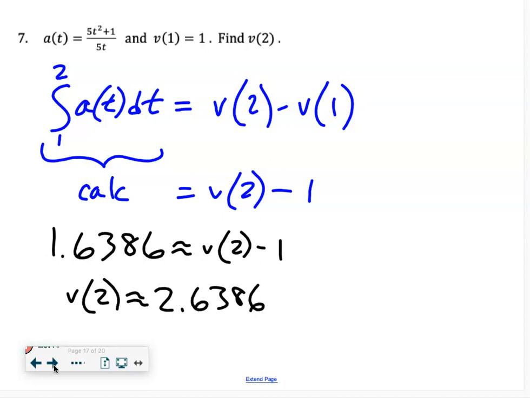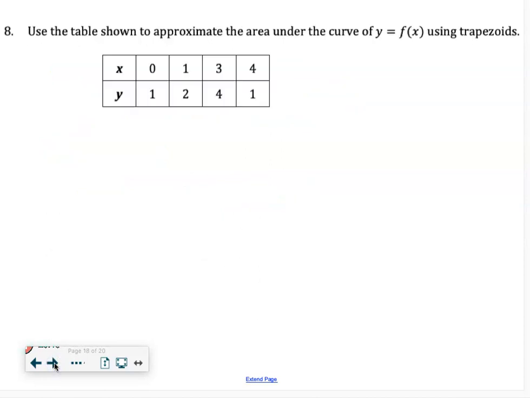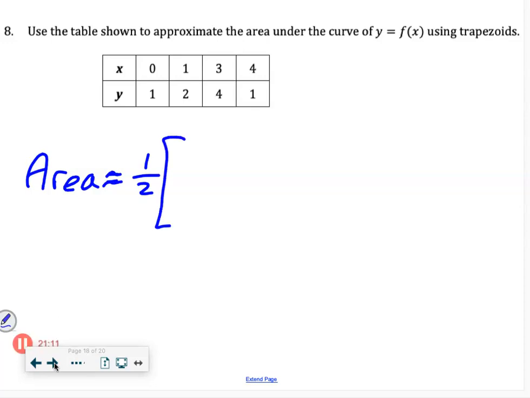I'm going to move on to number 8. Okay. Trapezoids. Are these widths equal? No. Which means we're going to have to do each trapezoid separately. Although there is one number we can always put in front: 1/2. 1/2 times, what's the width of the first trapezoid? 1. We're going first, second, third, right? So 1 times the sum of the heights. What are the heights? 1 and 2.